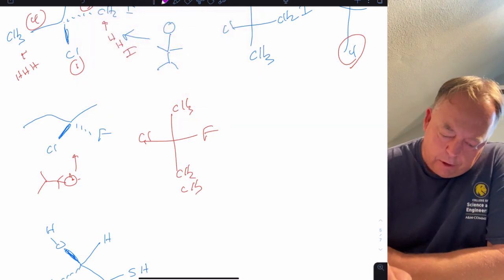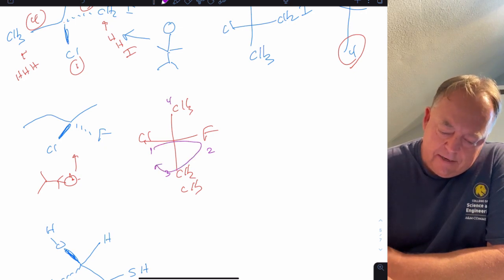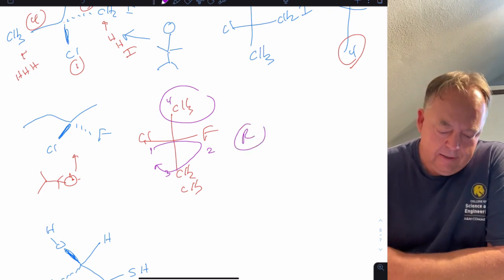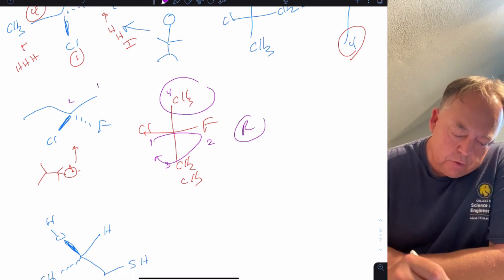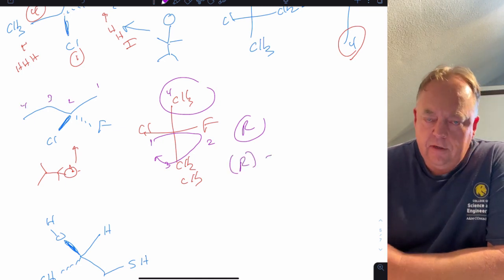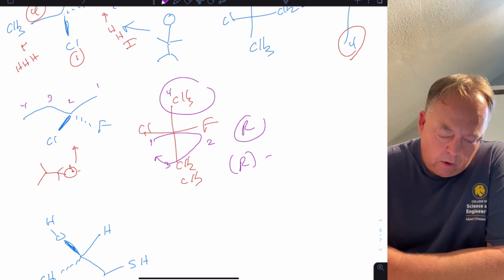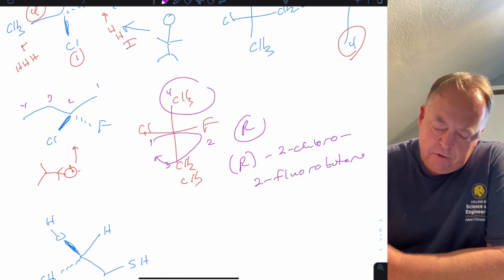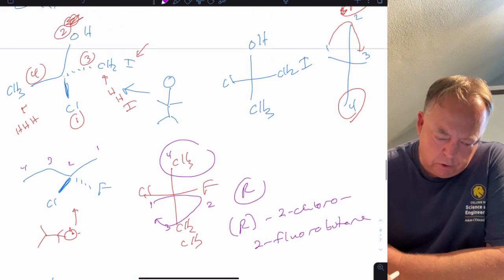Okay, now assign priorities. Chlorine's 1, fluorine's 2, ethyl's 3, methyl's 4. 1 to 2 to 3 is clockwise again. 4 is in a vertical position, so the arrow stays clockwise, so that is R. So if we wanted to name this molecule, the stereochemistry always comes in the front in parentheses, so that would be (R)-2-chloro-2-fluorobutane. Right, so we can name that molecule. We know how to name that.